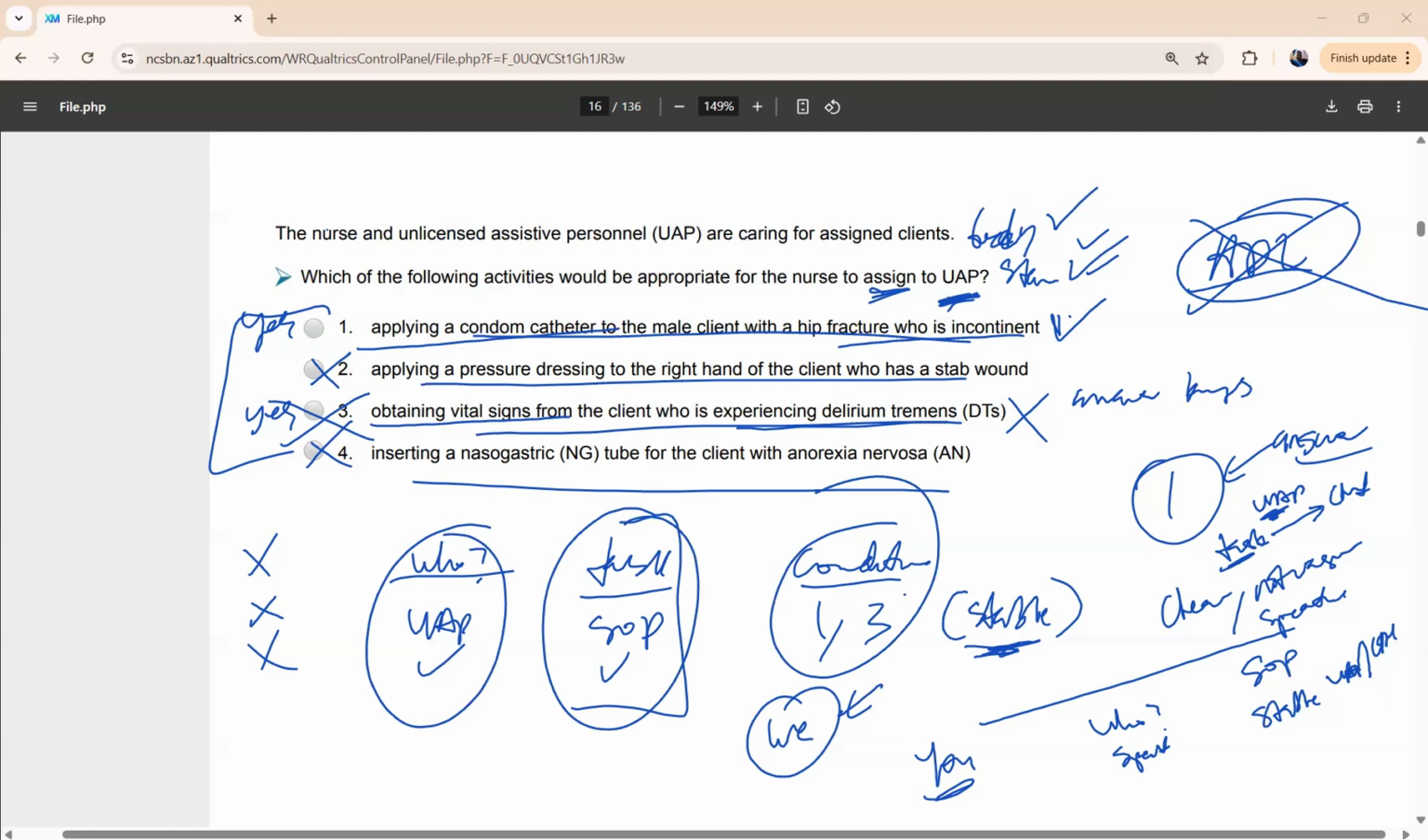Sometimes NCLEX will not include condition. It might be just a routine task, right? But if there's a condition, you need to ask yourself, is it stable? Right. So yeah, that is how you answer best direction questions.